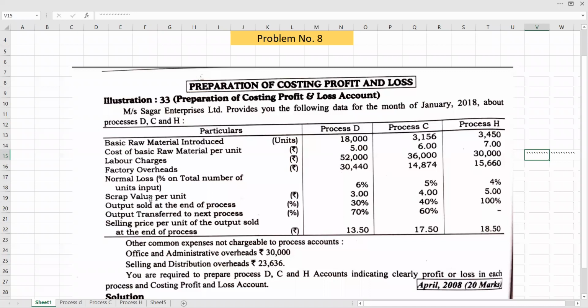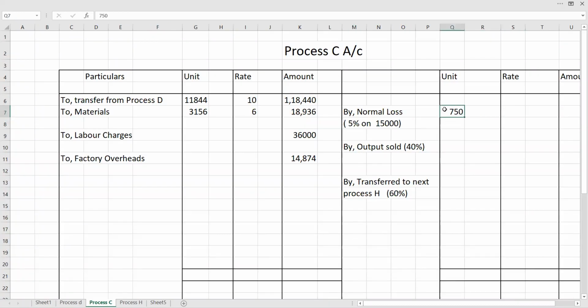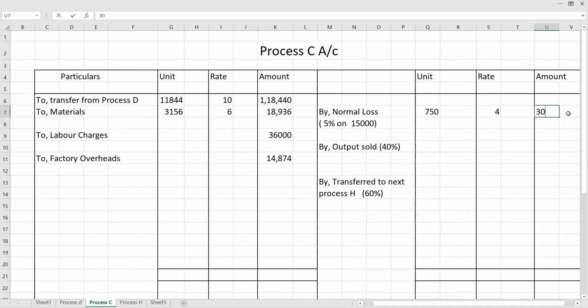See, in the problem the scrap value is given. Scrap value is 4 rupees. जेवढे आपण percentage calculate केले, that is 750, it should be multiplied with the scrap value. जेवढी scrap value दिली आहे त्याने units ने आपल्याला multiply करायचं आहे and the scrap value is rupees 4. So 750 into rate 4 rupees, you will get our answer. That is 750 into 4 and the answer is 3,000. So this is our amount, normal loss.